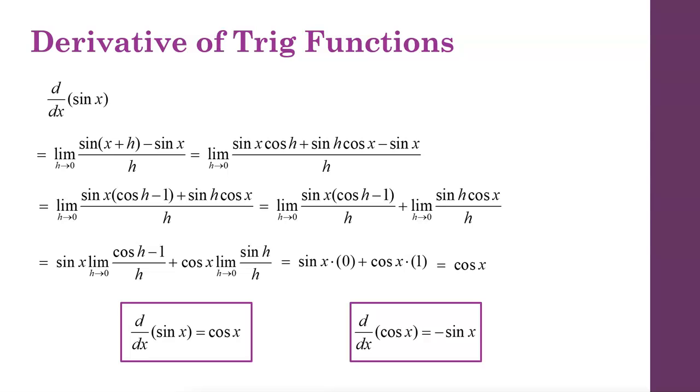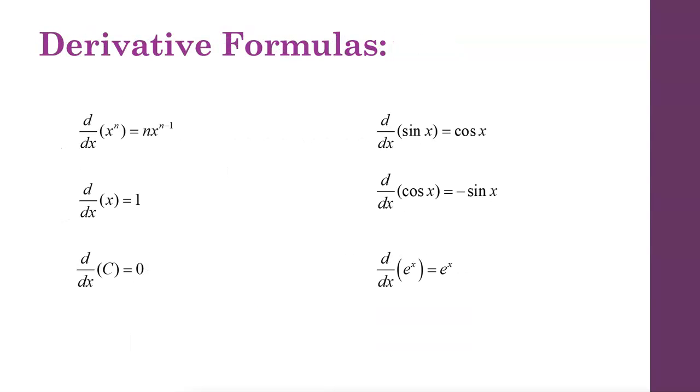So just to sum it up, these are the formulas we have seen in this section. Derivative of x to the n is n x to the n minus 1. Derivative of x is just 1. Derivative of a constant is 0. Derivative of sine of x is cosine of x. Derivative of cosine of x is negative sine of x. And derivative of e to the x remains e to the x.